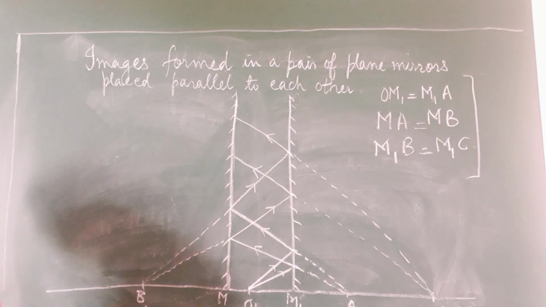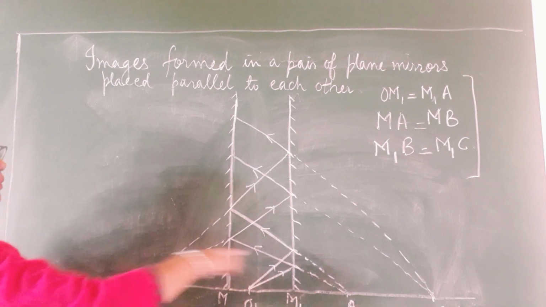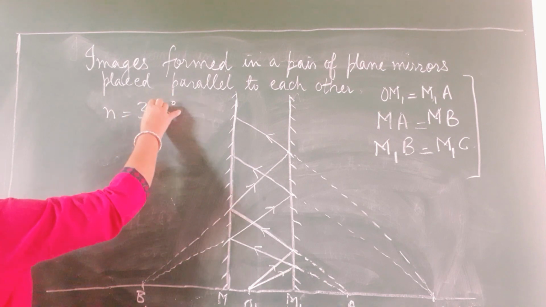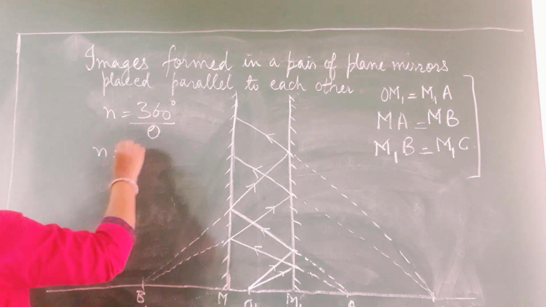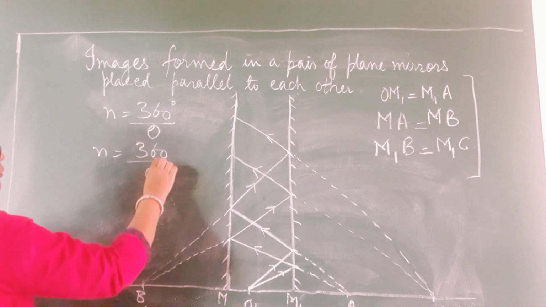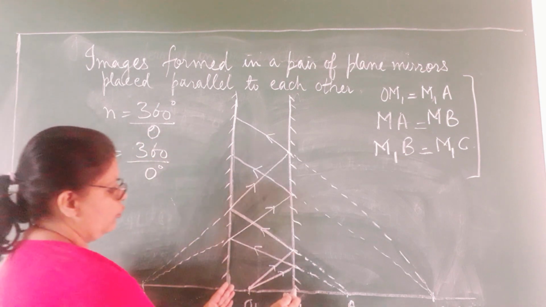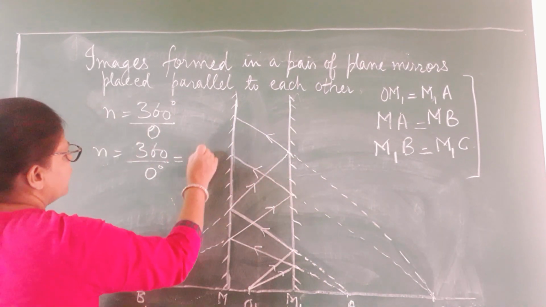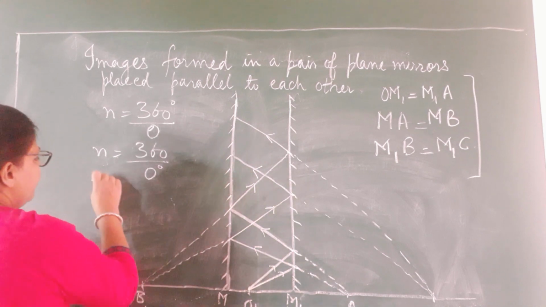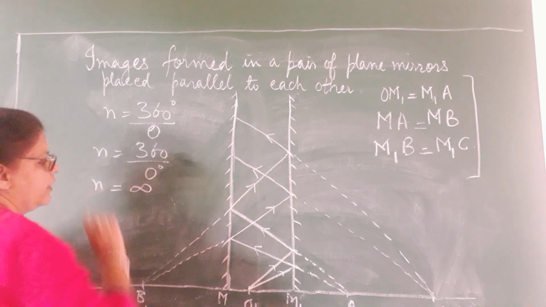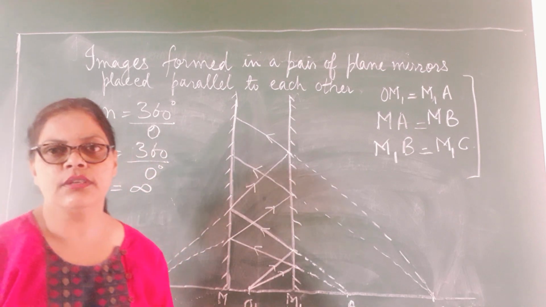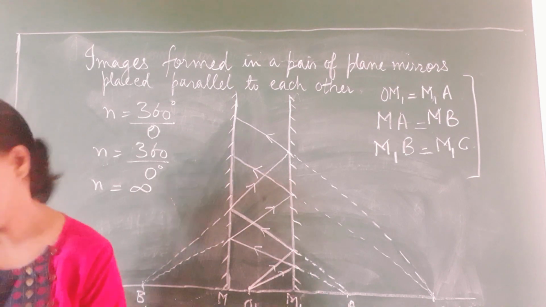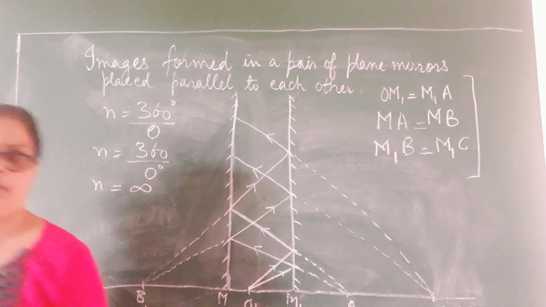So, children, if I want to find out the number of images, I will use the formula m equals 360 over theta minus 1, and you can see the value of theta in this case is 0. Why? Because the two plane mirrors are placed parallel to each other. The angle between them is 0. So, therefore, the number of images formed here is infinite. Infinite images are formed in this particular case. Infinite. Okay, children.